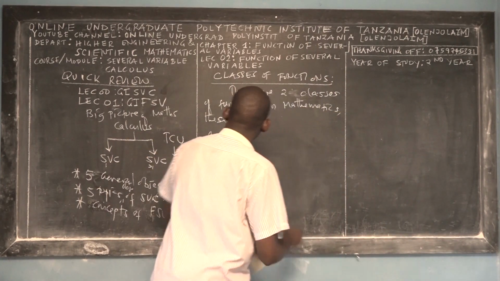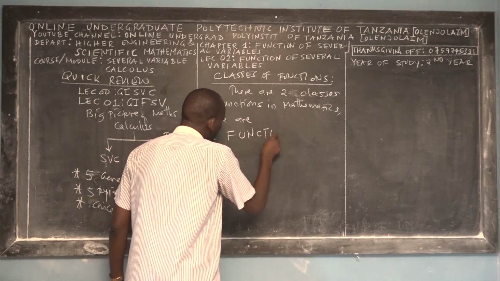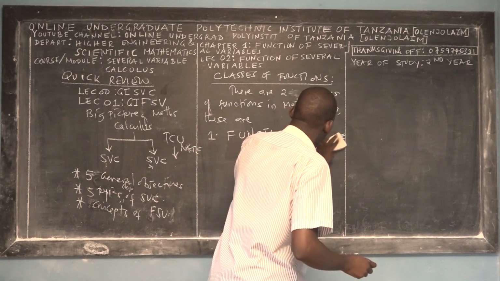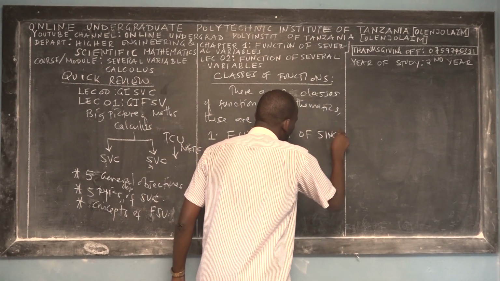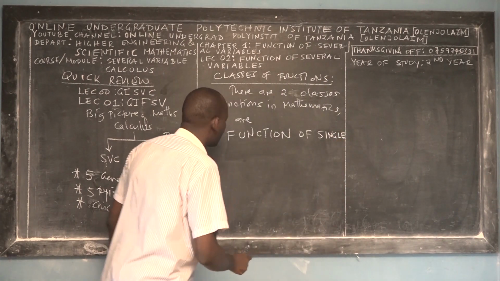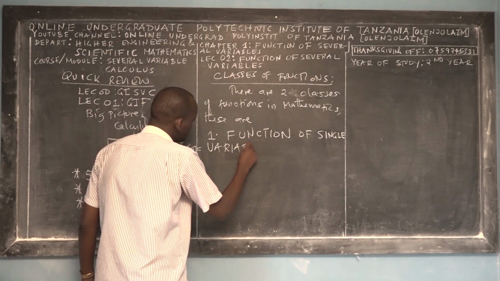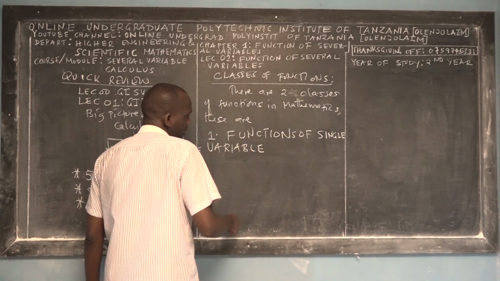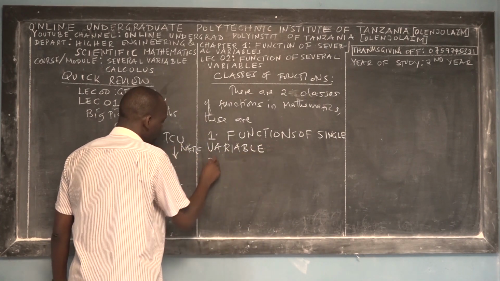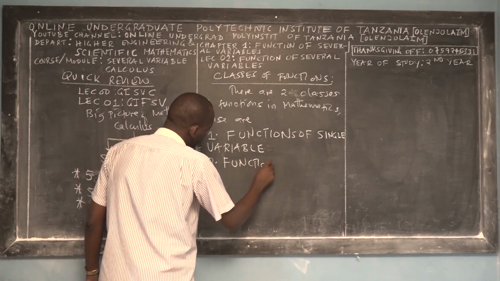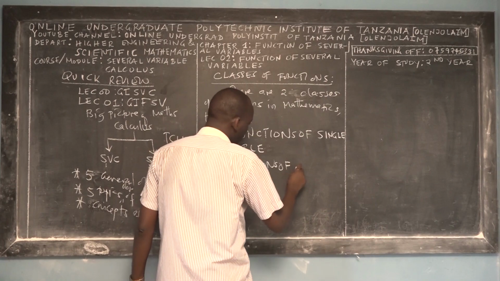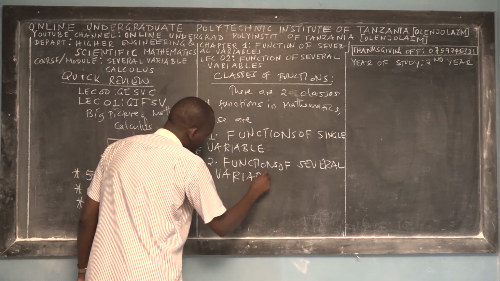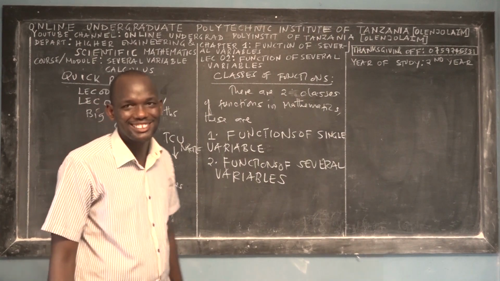This is what we have been learning from primary education: functions of a single variable. And the second class we have is functions of several variables. So these are the two classes that we have in mathematics.